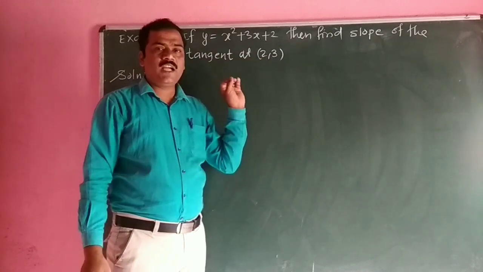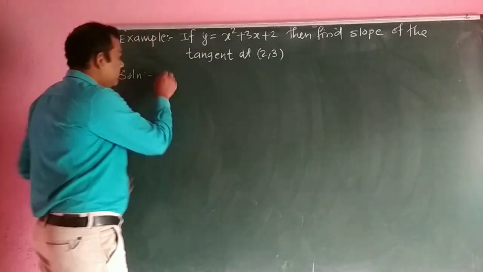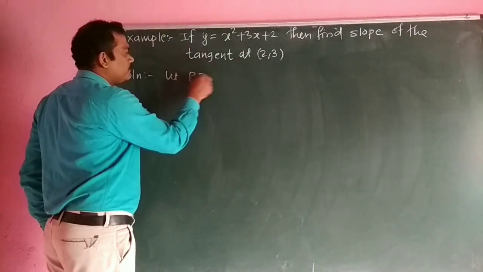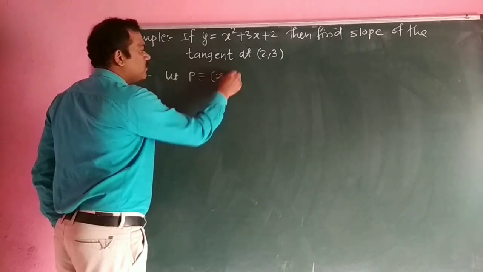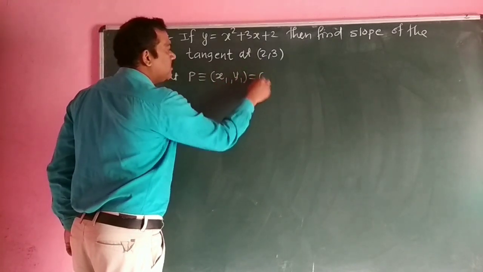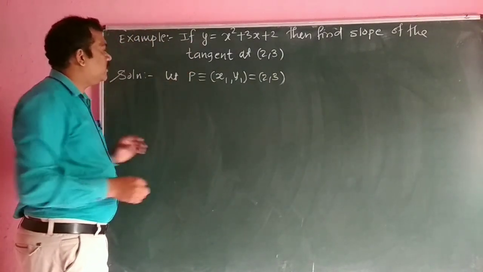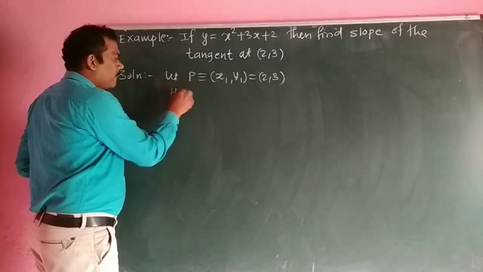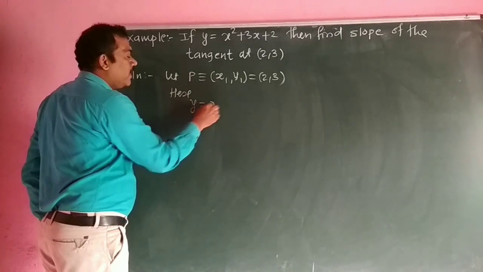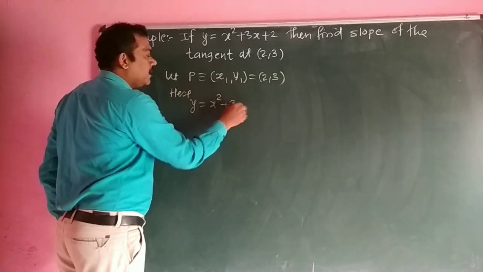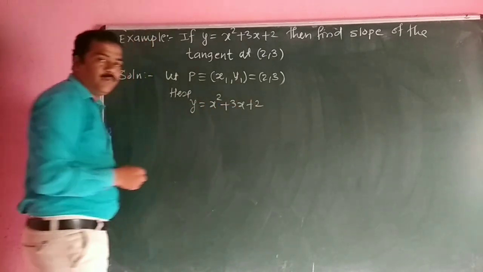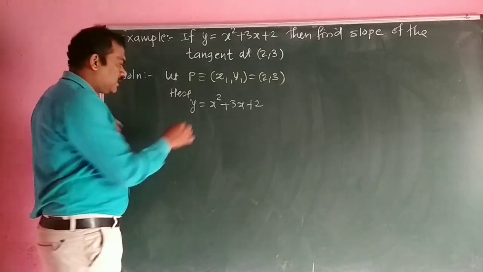Suppose the point P is (x1, y1) equal to, suppose, (2, 3). Okay, what is the given equation of the curve? Here y is equal to x square plus 3x plus 2. We have to differentiate with respect to x.